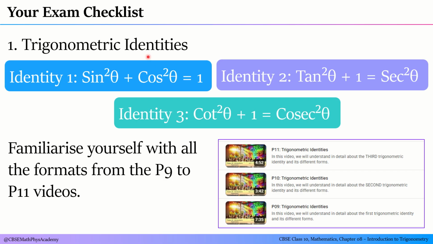For this chapter, you must familiarize yourself well with the trigonometric identities. There are three identities, and each identity has multiple forms by simplification and reorganization. All those forms are discussed in parts number 9, 10, and 11 of this video. Please go through this video, and write and practice the different forms one or two times, so that the moment you see any of those forms, you can relate to which identity it belongs to.